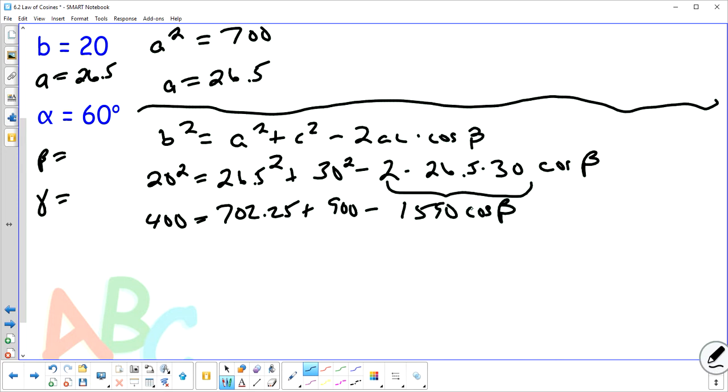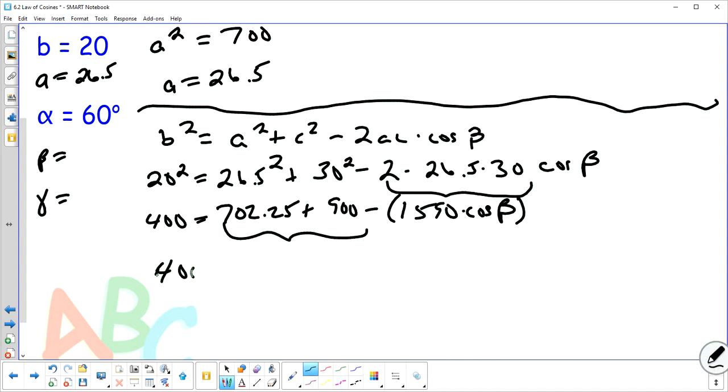Okay, now here's where we tend to make a common mistake. We do 702.25 plus 900 and then minus 1590. But since these two are multiplied, this is like a variable. We can't combine constants and a variable. We can combine those two.